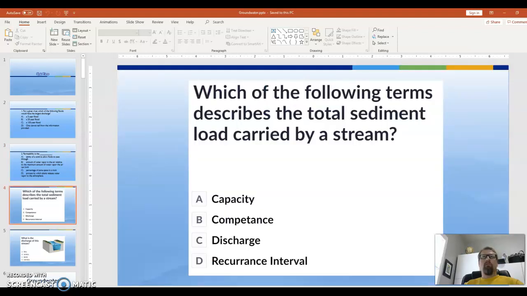Question 3, following term describes the total sediment load carried by a stream. Recall that these are two words here that people often confuse, capacity and competence. This is capacity, whereas competence is the largest, most massive material that a stream could carry. So A is the correct answer.